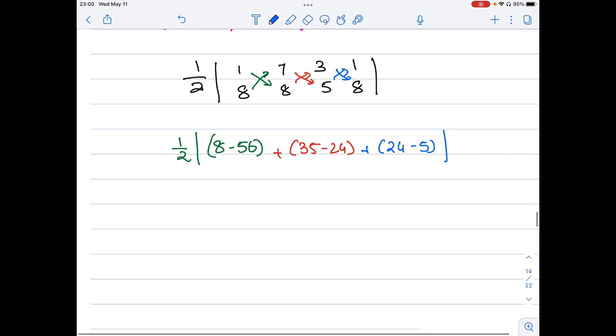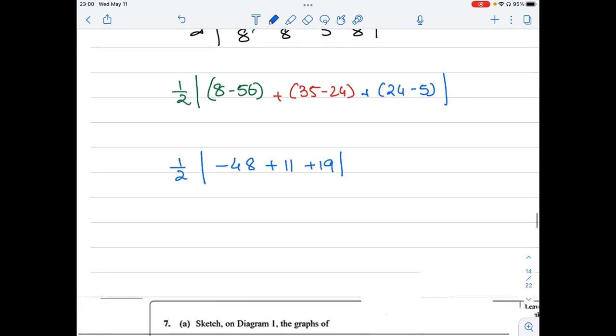So what does that become? 1 upon 2 times minus 48 plus 35 minus 24 is 11. 25 minus 5 is nothing but what? 19. So 19 plus 11 is 30. 30 minus 48 is minus 18. Minus 18 divided by 2, modulus, is 9. So it is going to be 9 units square.